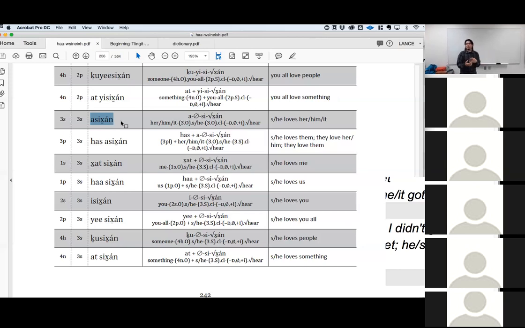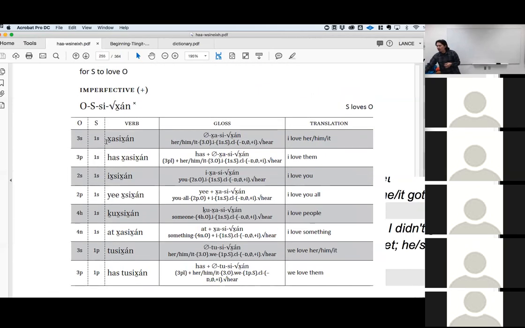And so whenever you have the third person object, right? So when we look at that, for example, chasechan, I love him or her. There's nothing there for the object. We get a zero marker, chasechan. And we just know the third person is there. It'd be like in English, you'd say, I love you, I love them, I love y'all, I love, and then we know that we're talking about him or her, right? And that's just how Tlingit works, is you get the zero, so it's just sort of the default kind of thing.